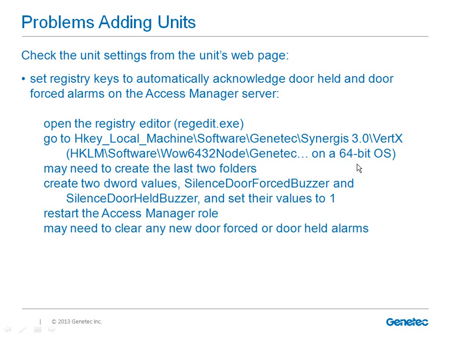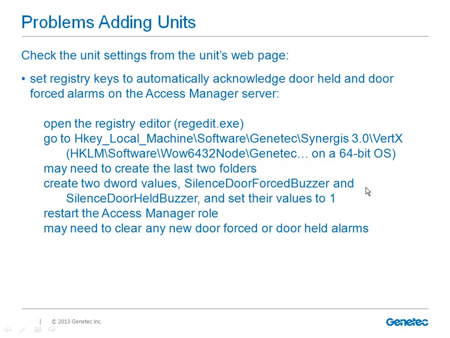And the path you'll need to follow is this one right here. It's HKey local machine, software, Genetec, Synergist 3.0, and Vertex. If you're running a 64-bit operating system, you'll need to add Wow6432Node after the software folder right here. Now as well, you may not see the Synergist 3.0 and the Vertex folders. You may have to just create those yourself if you need to.